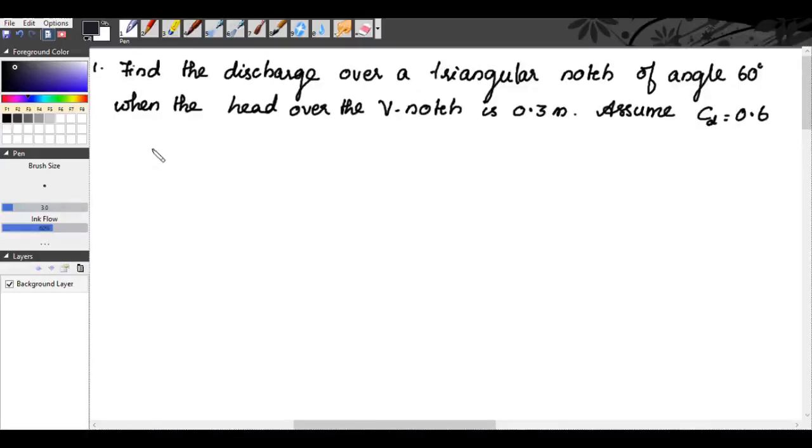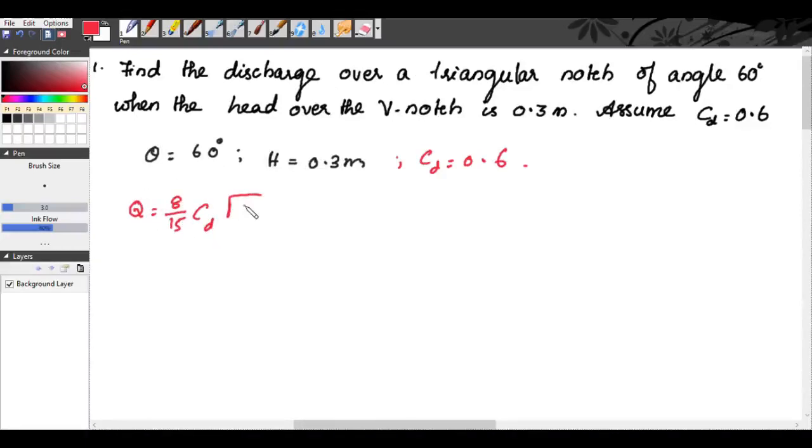So the angle of the V notch, theta, is given as 60 degrees. Head over the notch is given as 0.3 meter. CD is given as 0.6. We know the formula for discharge over a triangular notch is Q is equal to 8 by 15 CD into tan theta by 2 into root of 2G H raised to 5 by 2.